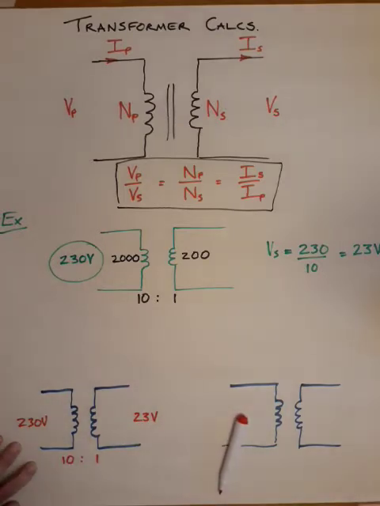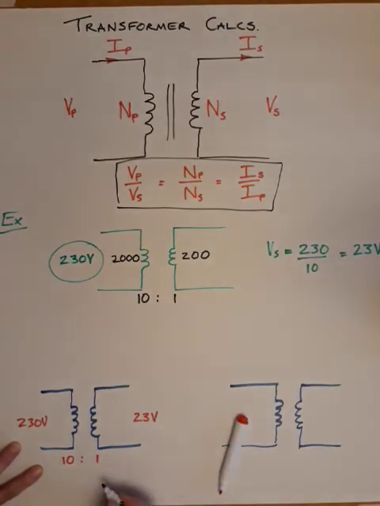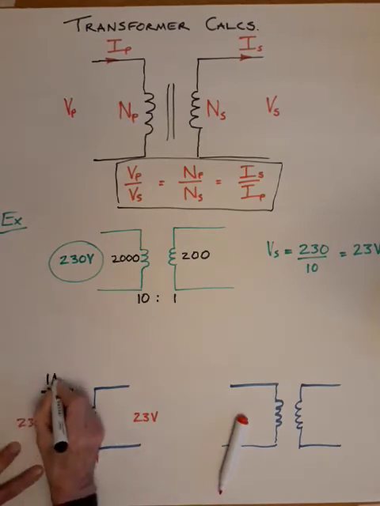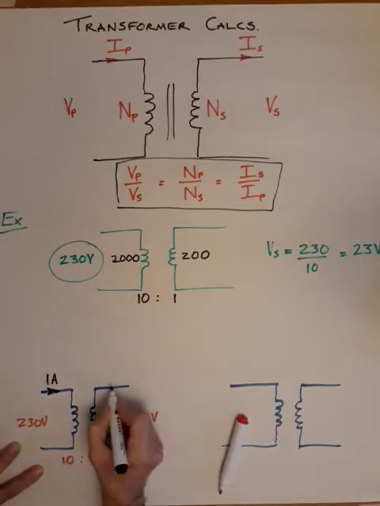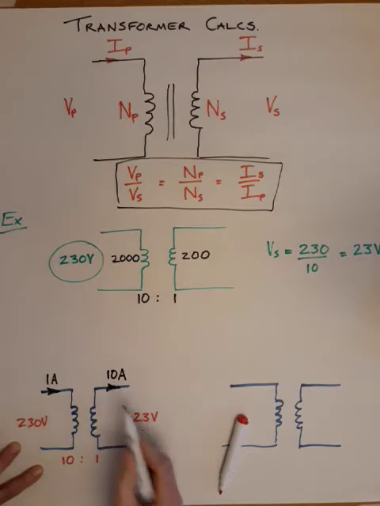However, when we discuss current, the opposite happens. Remember, this formula is the opposite way around for current. So if I had 1 ampere there, then where the voltage steps down, the current will step up. So the secondary current goes the other way.